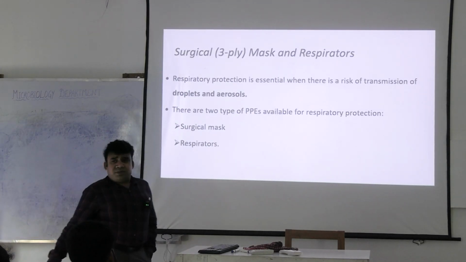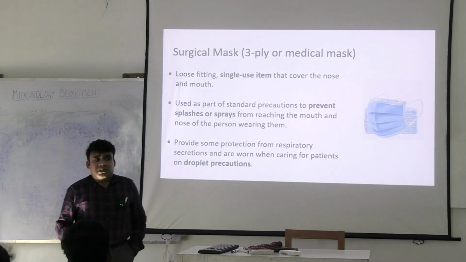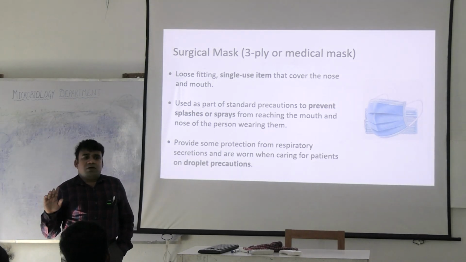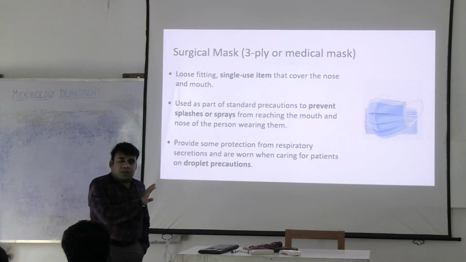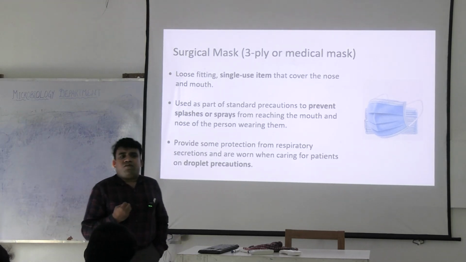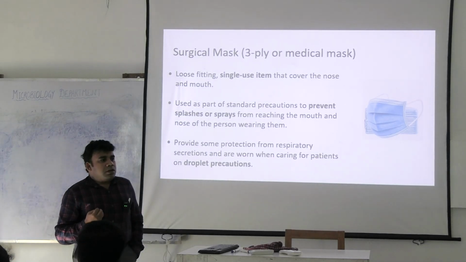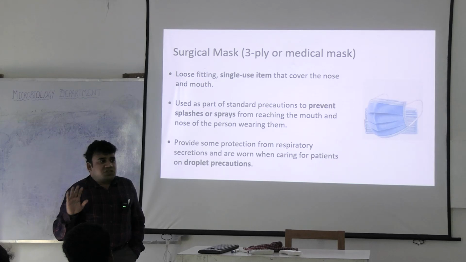Okay, next comes surgical mask or respirators. This is a type of surgical mask. It is made of 3 layers of cotton cloth. See, the purpose of this surgical mask is to prevent any kind of droplet material coming out from the mouth of the people into the surroundings or on the patient. That is the purpose of a surgical mask.